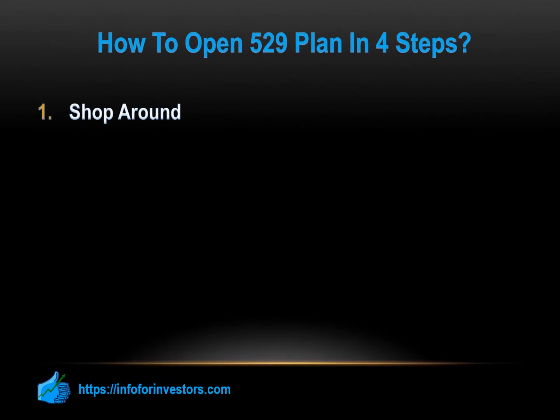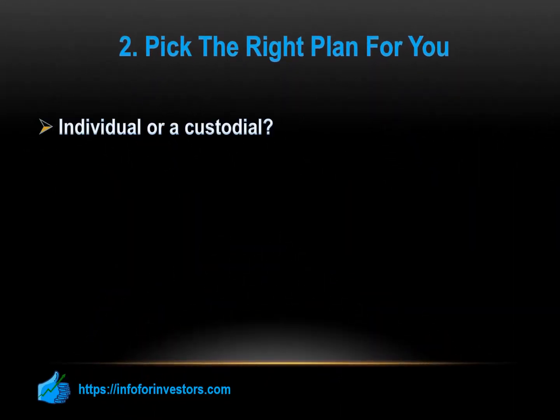2. Pick the right plan for you. Next, you're going to want to look for the specific form of plan you want, an individual or a custodial. These 2 plans are going to be slightly different, so you want to make sure you know what you're getting into. So, if you open an individual account, you generally set a parent or guardian as the owner of the account, and you can then set your child as a beneficiary.